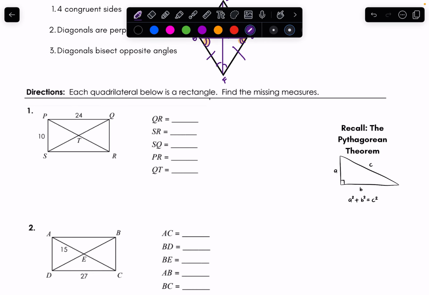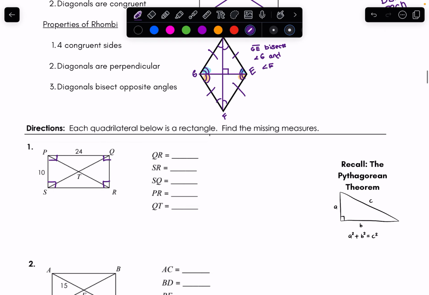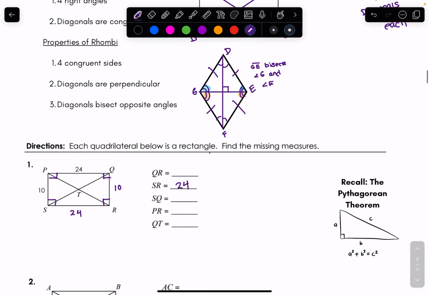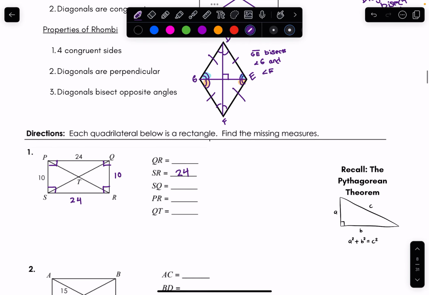First we're going to be dealing with a rectangle. You first know that all of your angles are going to be 90 degrees, so there's really not much for solving angles because you already know they're all 90. If we know that PQ is 24, then the opposite side has to be congruent because it is still a parallelogram, so SR is going to be 24. If PS is 10, then QR is going to be 10 as well.